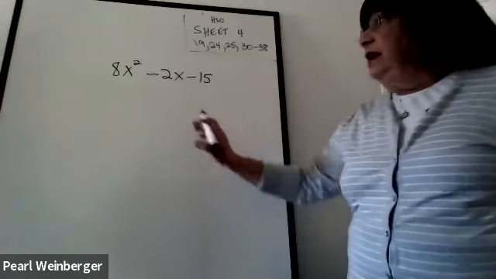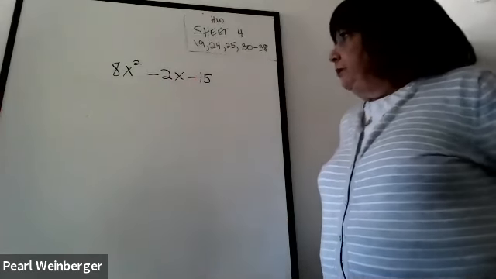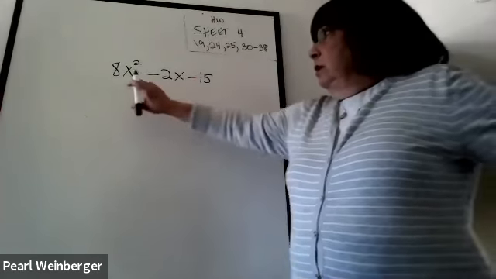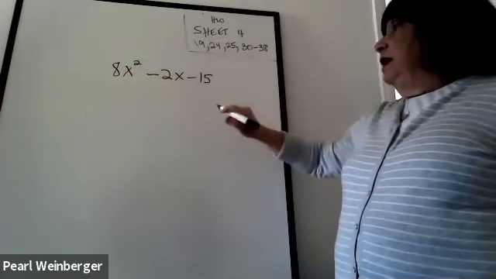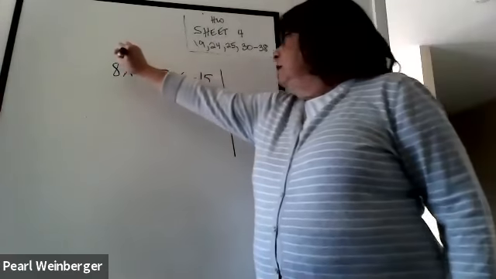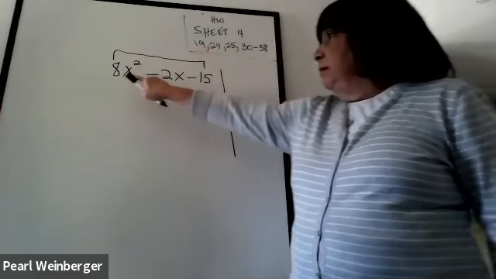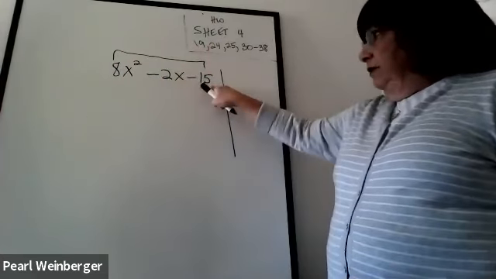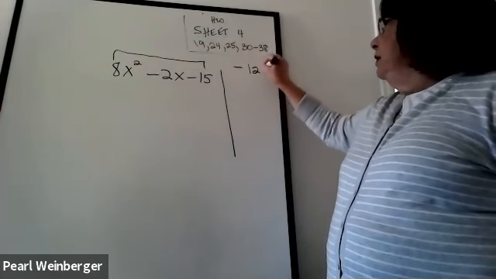Okay, we have this 8x squared minus 2x minus 15. There is a number in front of the x squared, but it's not a common factor. So again, we're going to have to use that AC method, which means we're going to have to take the A and the C and multiply them. 8 times negative 15 is negative 120.